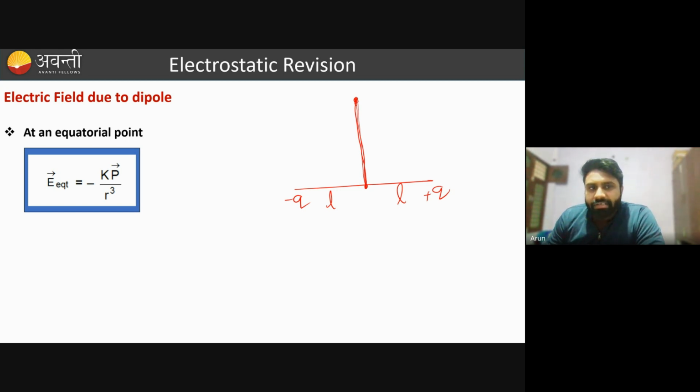At this position, we need to find the electric field. From the equation, E equatorial is minus of kP upon r cube. The dipole moment vector is from positive to negative in this direction, so the electric field will be in the opposite direction.